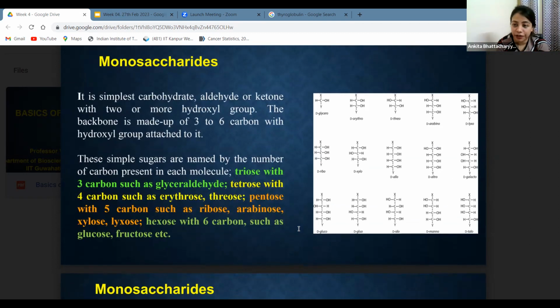The simplest carbohydrates can be aldehydes or ketones with 2 or more OH groups, or hydroxyl groups. The backbone has 3 to 6 carbons with hydroxyl groups attached to it. We can see here multiple examples. There can be 3 carbon groups like glyceraldehyde, 4 carbon groups like erythrose, 5 carbon groups, most immediate example ribose, arabinose, etc., and of course the hexose sugars such as glucose, fructose, etc.